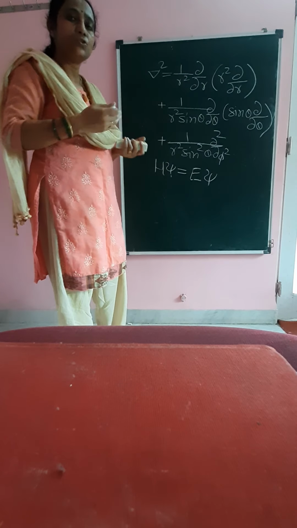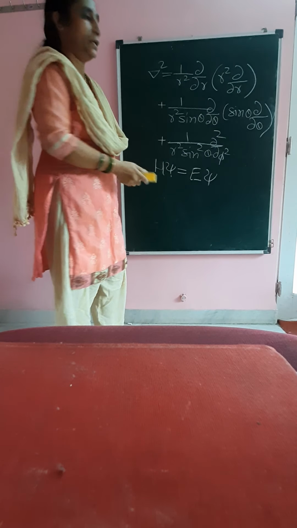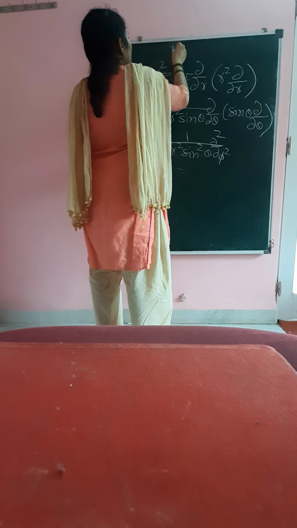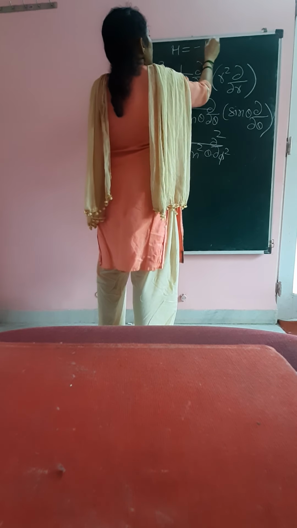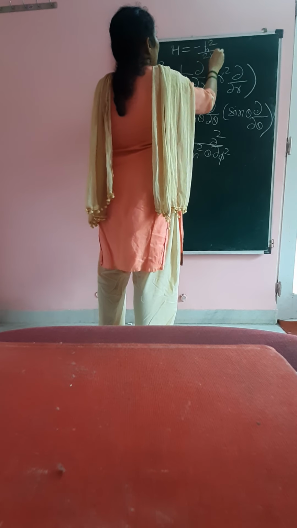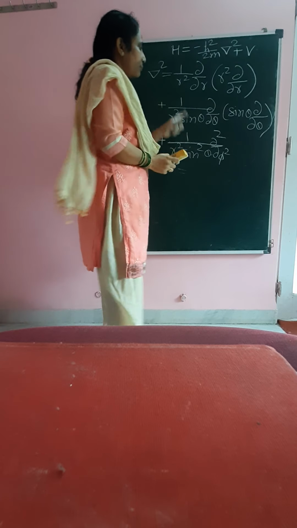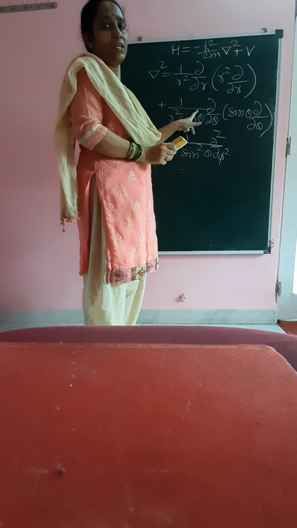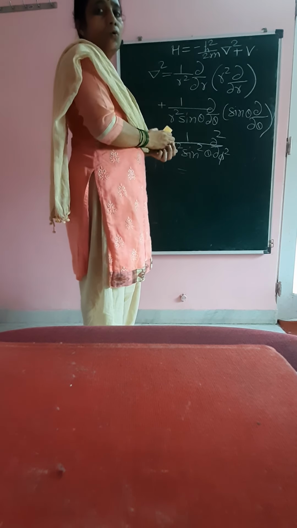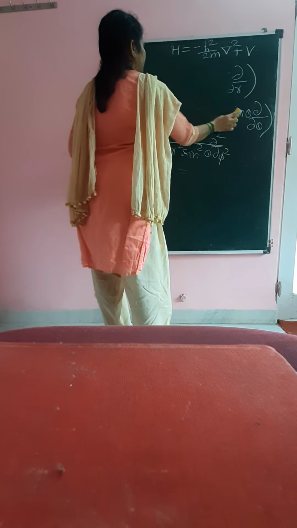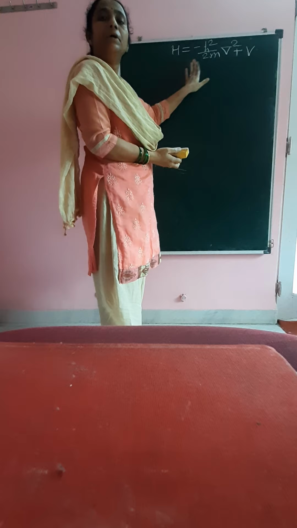So first of all we should know what is this Hamiltonian operator. Hamiltonian operator H is minus h cross square by 2m del square plus V. See, if you have written this equation, then I will go further with the application of this. See here, this is your H, Hamiltonian operator.